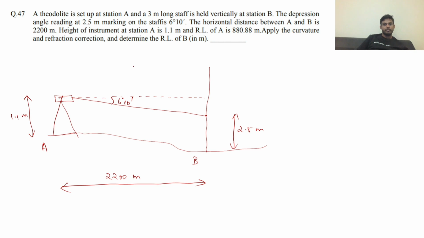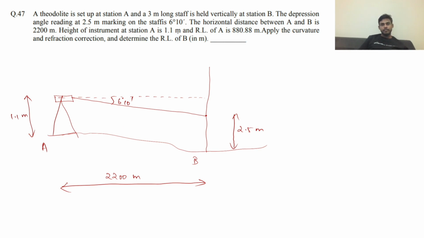From the height of theodolite, it is very clear that the height of the instrument is just 1.1 meter, but the marking is made at the depression angle. The depression angle made at 2.5 meter is 6 degree 10 minutes. So it is very clear that the depression angle is made at 2.5 meter, and the land at B is very much below A.